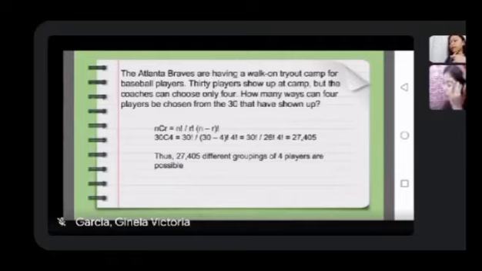The number of combinations of n distinct objects taken r at a time is equal to n factorial over n minus r factorial divided by r factorial. Substitute: combination of 30 taken 4 at a time is equal to 30 factorial over 30 minus 4 factorial divided by 4 factorial. And that is equal to 30 factorial over 26 factorial divided by 4 factorial, which is equal to 27,405. Thus, 27,405 different groupings of 4 players are possible.